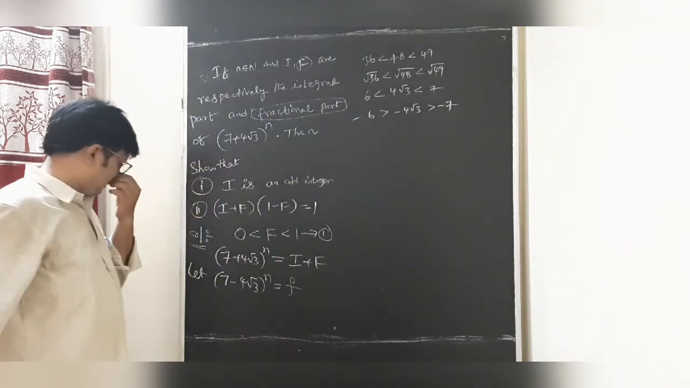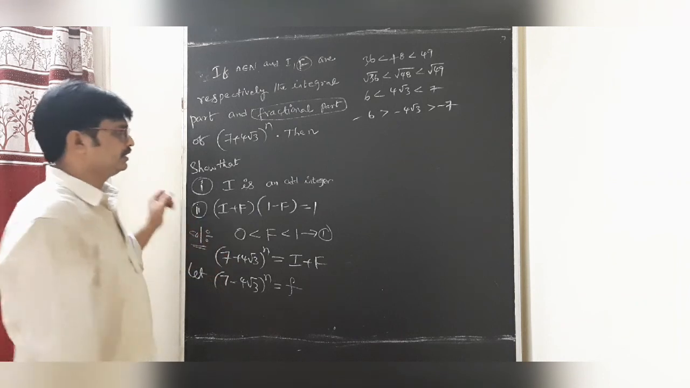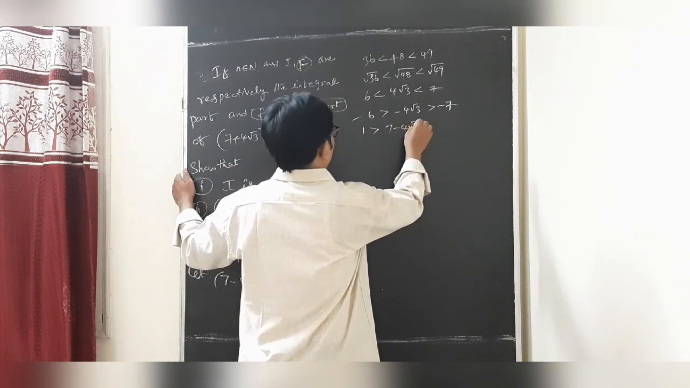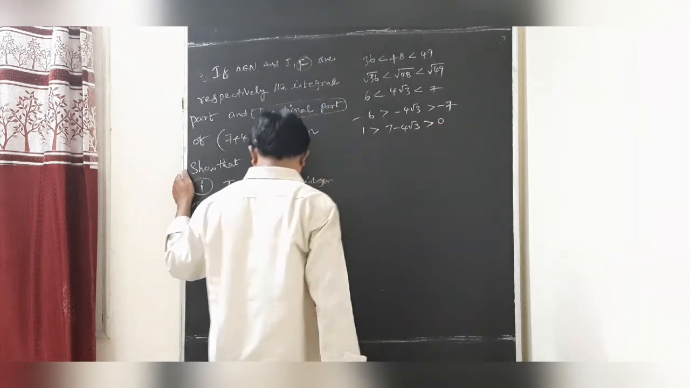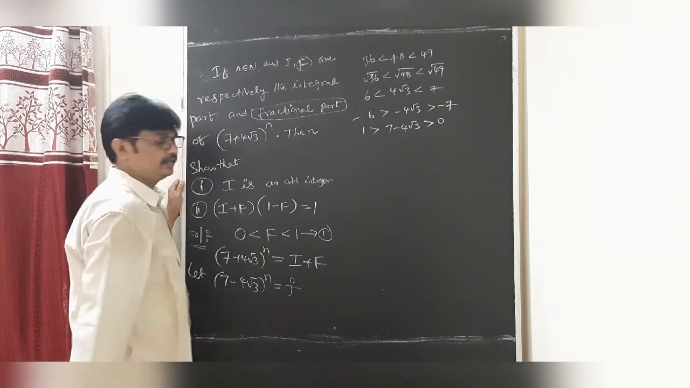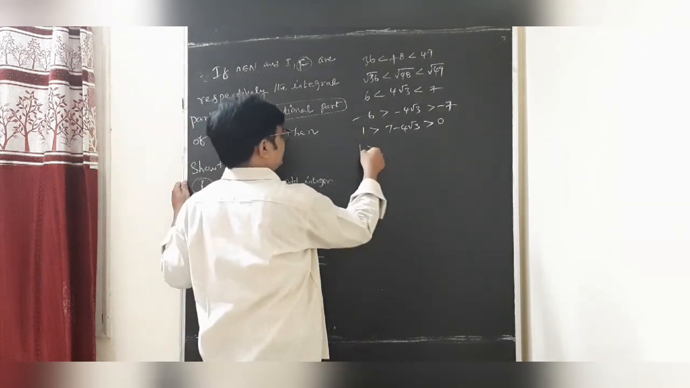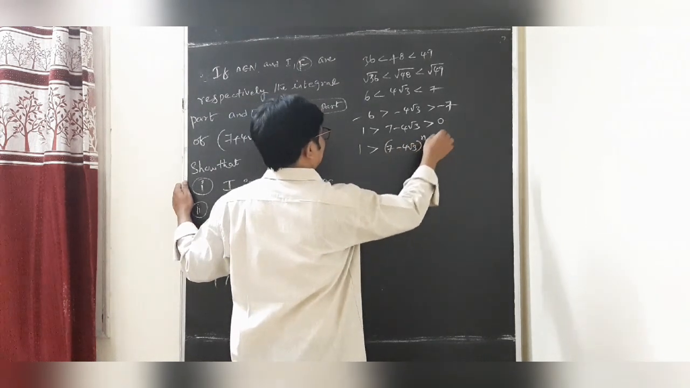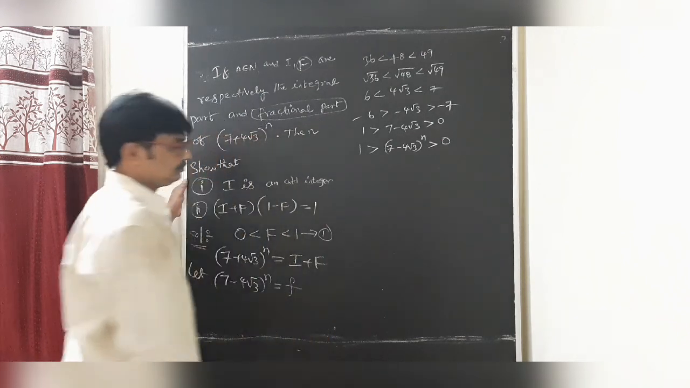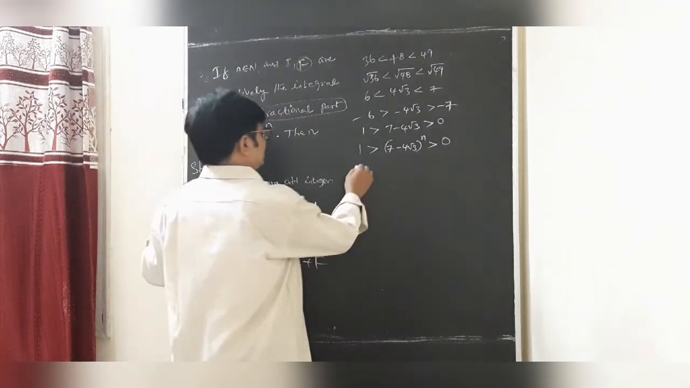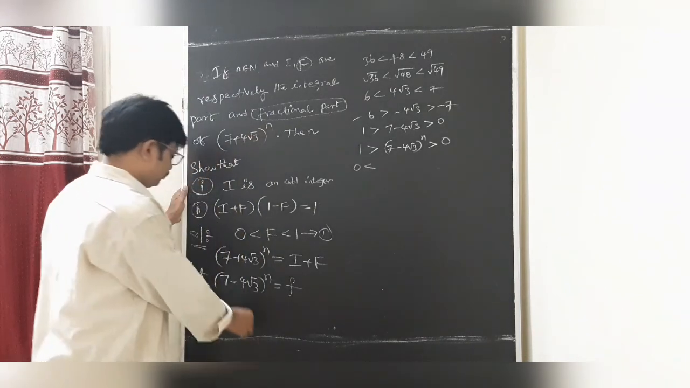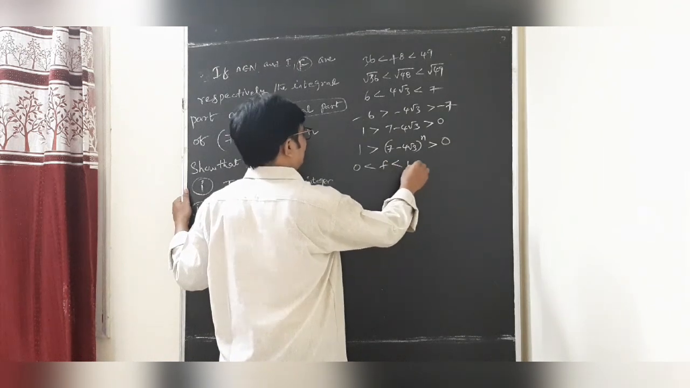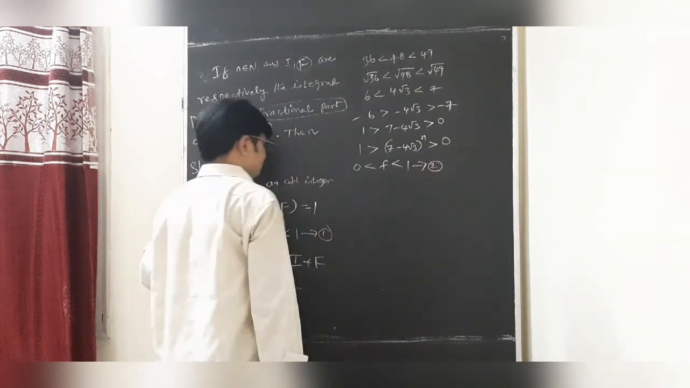So students, here we add 7. 7 − 6 is 1, this is 7 − 4√3, and 7 − 7 is 0. So with the power n, dear students, 1^n is 1, which is greater than (7 − 4√3)^n, and 0^n is 0. So how can you write this? 0 < (7 − 4√3)^n = small f, so 0 < f < 1. This is the students' equation 2.